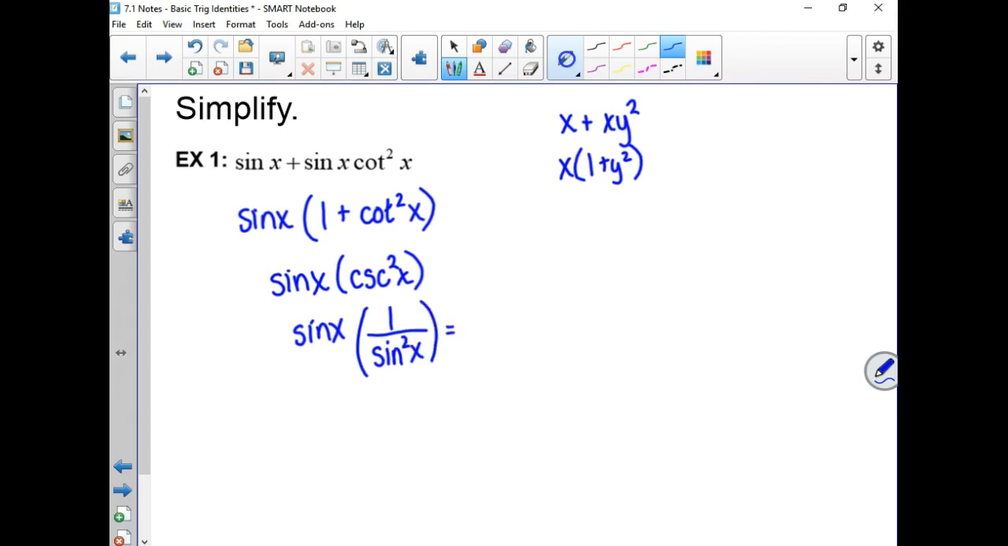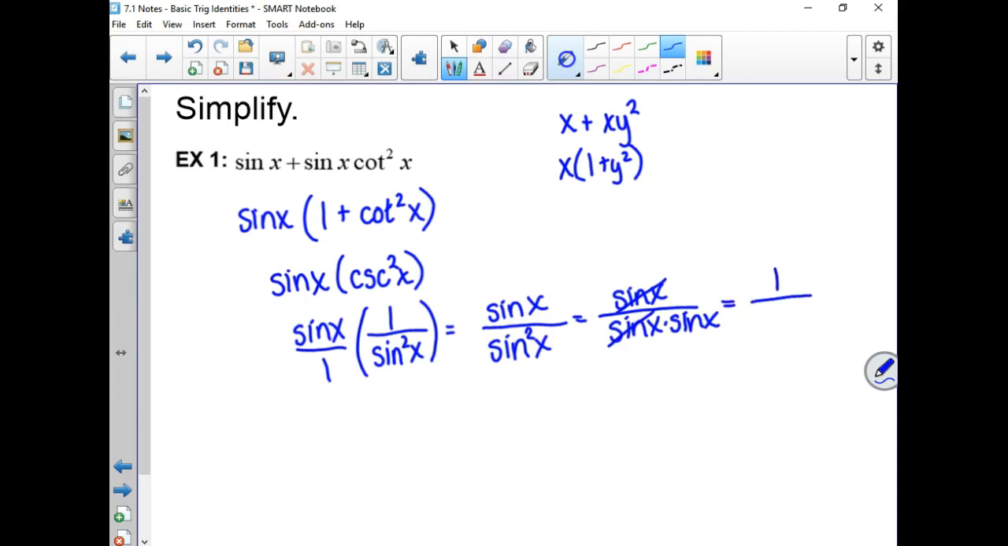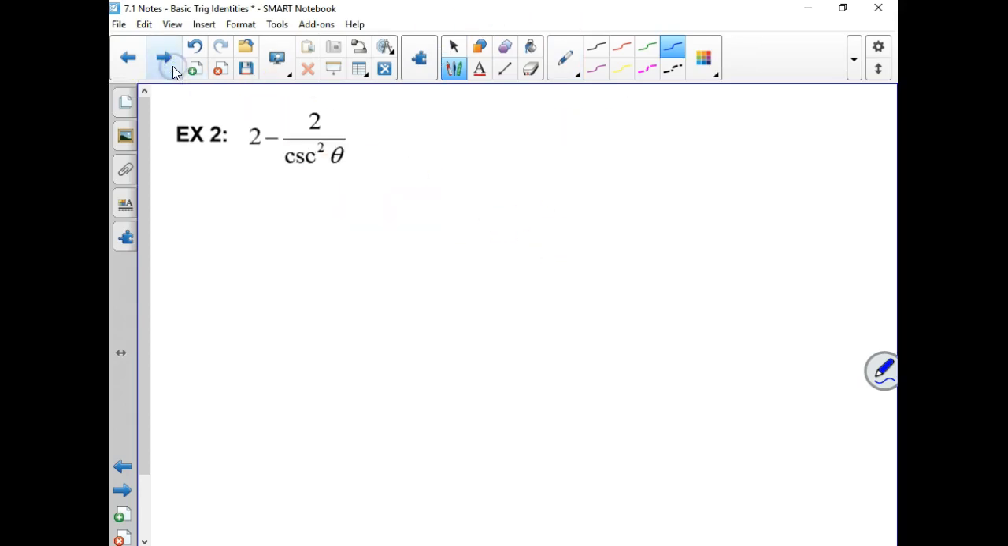And then this equals, if we put this over 1 and multiply, we get sine over sine squared x. Remember, sine squared x means sine of x squared, or sine of x 2 times. So that's like having this. So I could cancel one set of those signs, and that gives me 1 over sine x. So this would simplify all the way down to 1 over sine x. After that, there's really not anything else you can do with the problem. Let's look at our next problem.